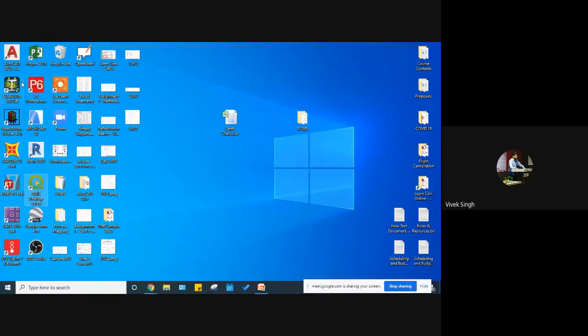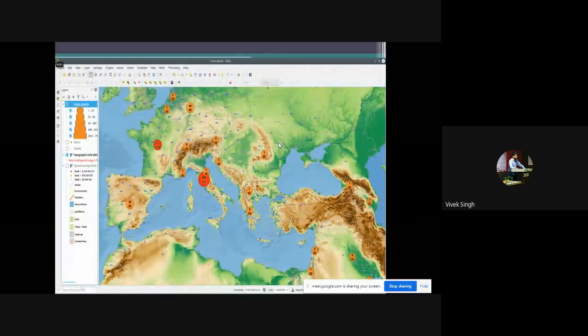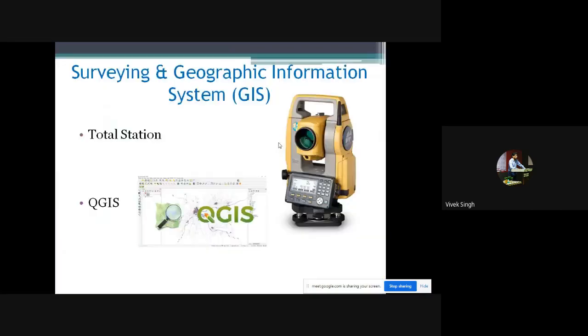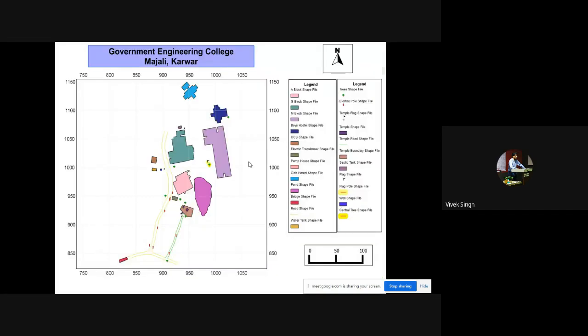Total Station is not here because Total Station is not a software which you can install in your computer. It has a software, but specifically it has a hardware, which is a machine itself. It's a machine, and that machine has both hardware requirements as well as software requirements. So that's why this is a Total Station. You all might have known. I'll come to Total Station, but this is the interface of QGIS. You can see using QGIS you can do a lot of things.